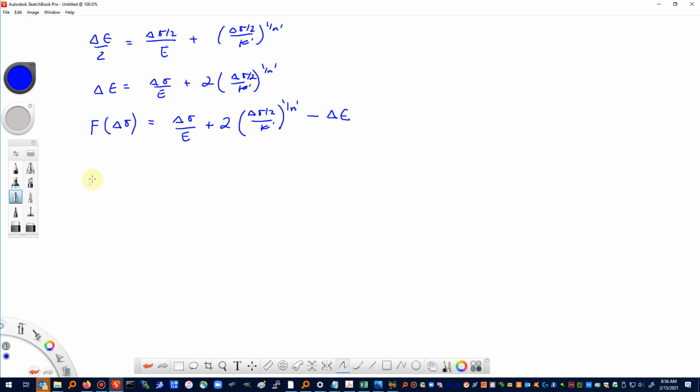Alright, keep an eye on me, make sure I take my derivative right. It's going to be 1 over E plus 2 times, I'll leave a little space, delta sigma over 2 divided by K prime to the 1 over N prime power minus 1. And then I'm going to have a 1 over N prime. And then I'm going to have a 1 over K prime. And then I'm going to have a half. So I think we can simplify this down a little bit.